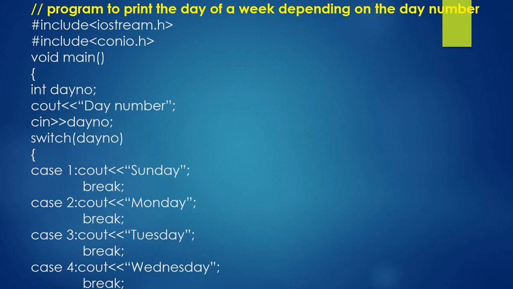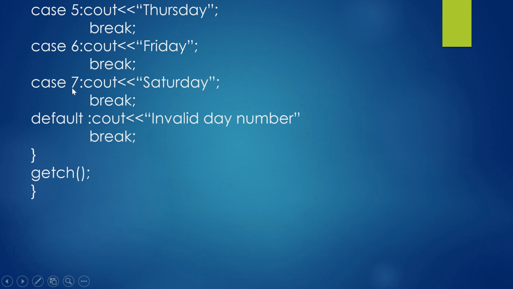Then suppose you are giving the number 12. That means the day number is equal to 12. It is not equal to 1, it is not equal to 2, 3, 4, 5, 6, 7. It is not equal to any of these labels. So, it will execute the default statement. Default colon, then cout invalid day number. It will print the invalid day number. Here one semicolon is also there; I forgot to put that. Then break.